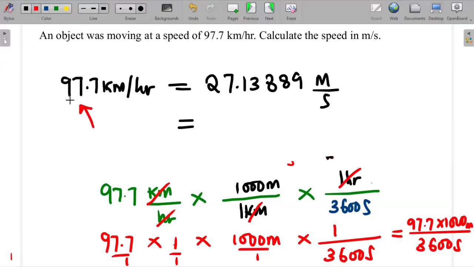This has how many significant figures? 1, 2, 3. So it means even your answer should have 3 significant figures. So that would be 27.1, so that I have 1, 2, 3. And then this is meters per second. So that's how we can convert the units from kilometers per hour to meters per second.